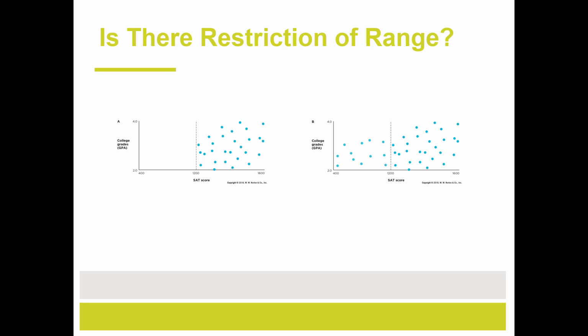So what can researchers do about restriction of range? Well, there are statistical techniques that allow correction for restriction of range. Or researchers can try to recruit more participants in order to widen the range.